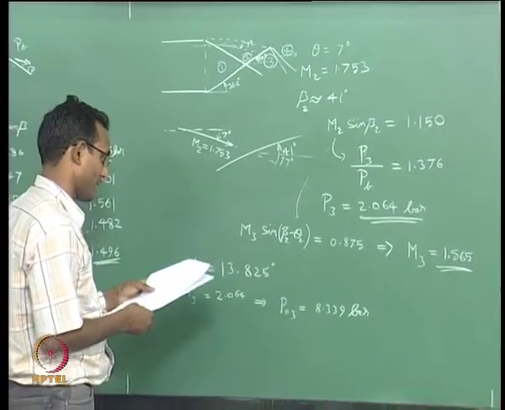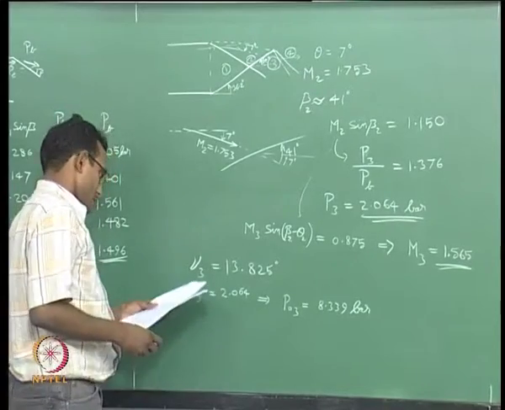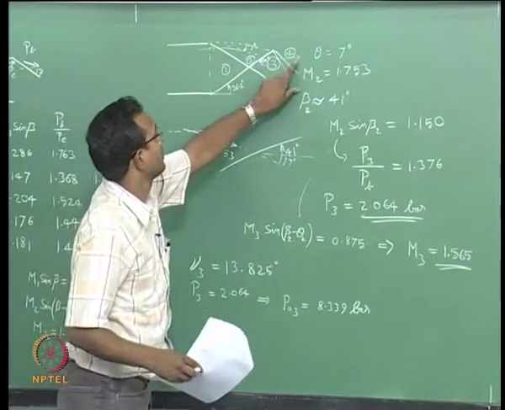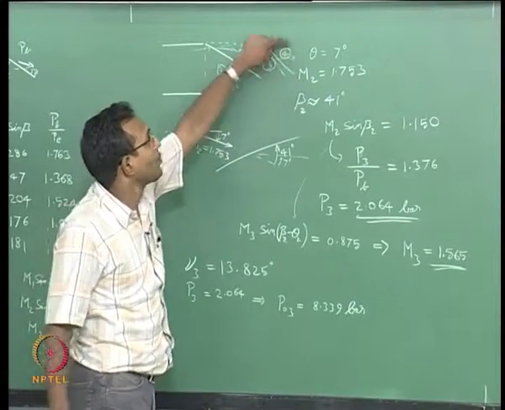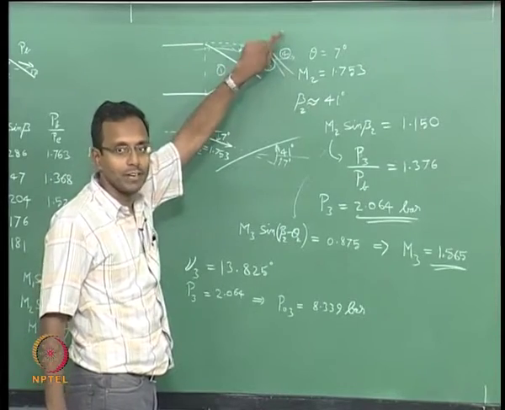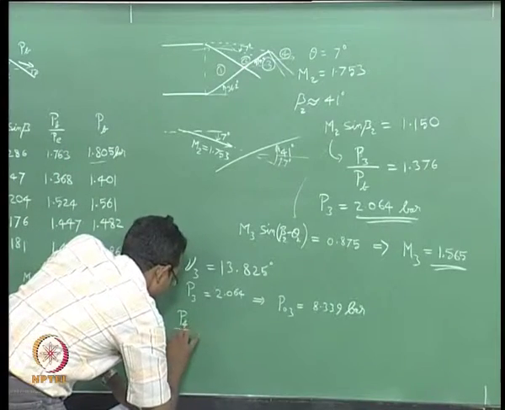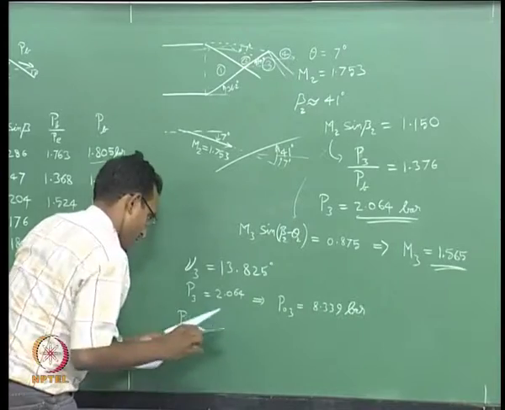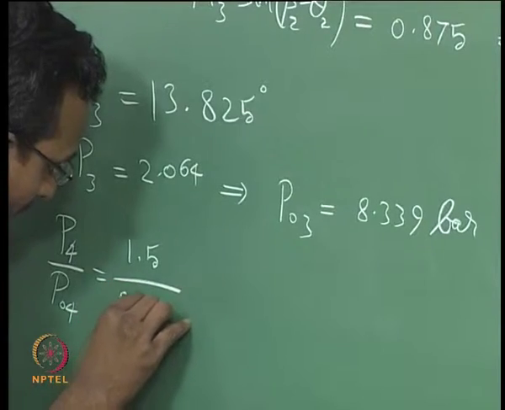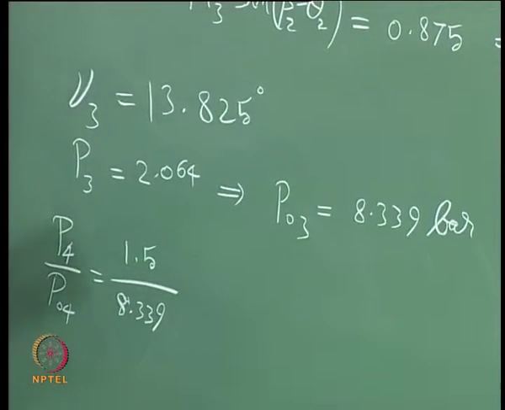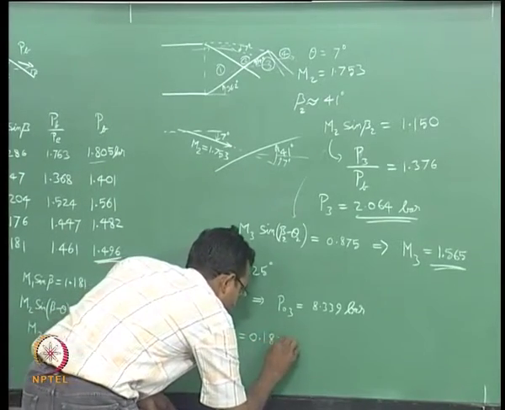We started with 80 bar P naught. Okay. Now, we continue from here. I know that across this expansion there is an isentropic relation. So, P naught 3 is equal to P naught 4. Now, I know P4. If I know P4, then I know P4 by P naught 4. Okay. P4 by P naught 4. P4 is 1.5 bar divided by P naught 4, 8.339. Okay. This value happens to be 0.180.